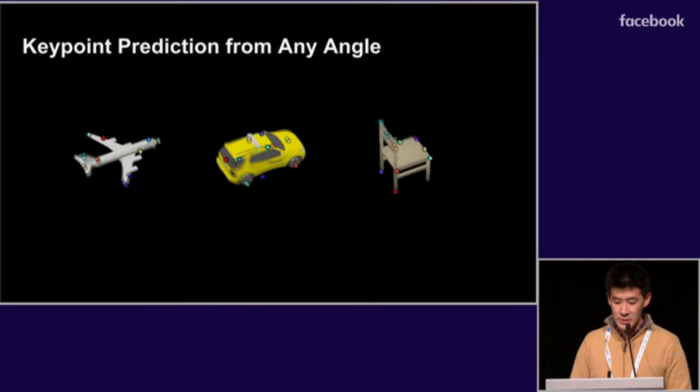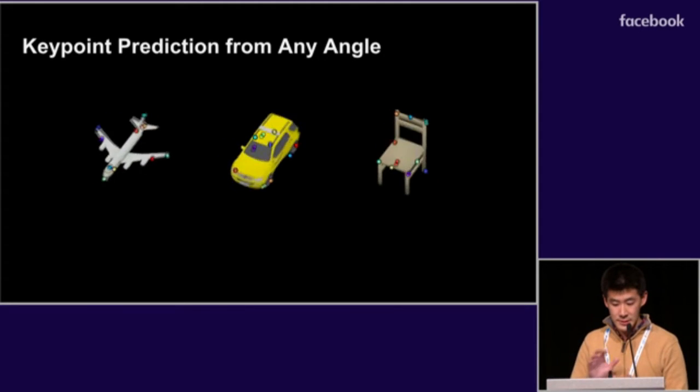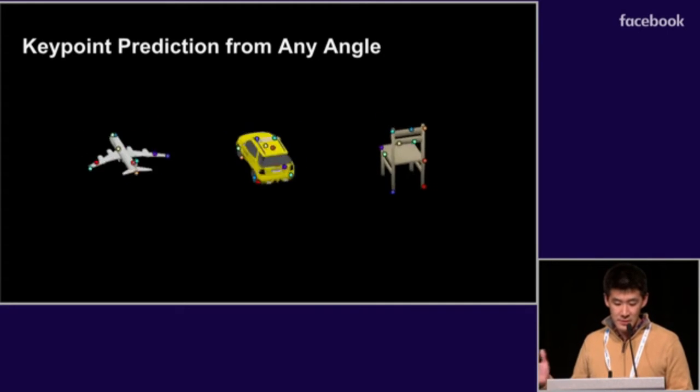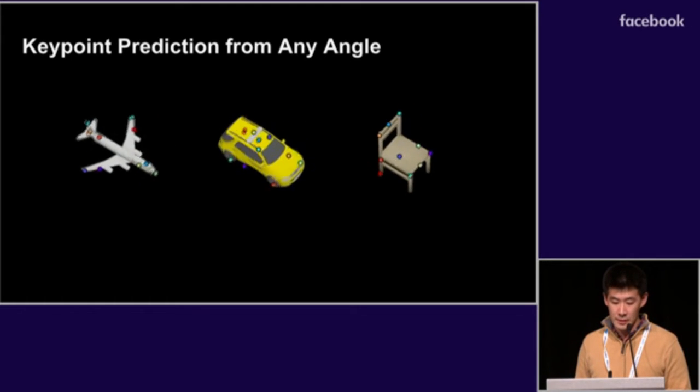Here we show how the model is able to predict key points from any angle consistently, even in harder cases such as from the side that causes a lot of occlusions for the plane.